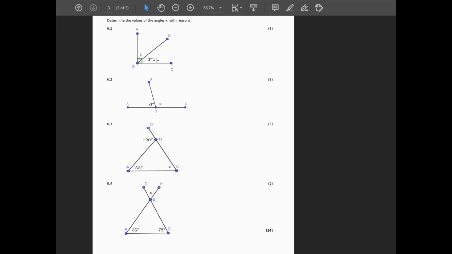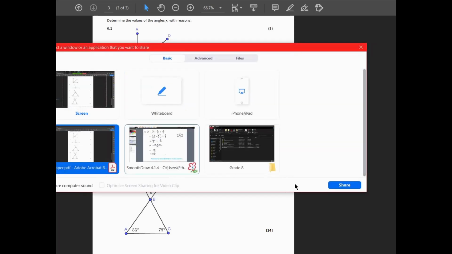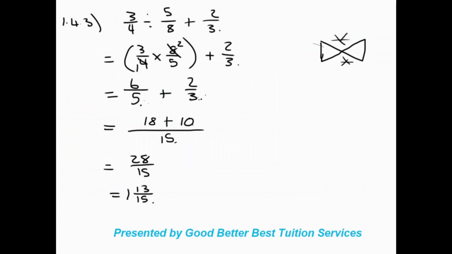Therefore, they've given us one angle here, which is 37 degrees, and they've asked us to find angle x. Because we know that a right angle is equal to 90 degrees, we can simply go ahead and do this. So we can say here, by 6.1, x plus 37 degrees is equal to 90 degrees. That's because x and 37 are in this right angle, which add up to 90 degrees, right? So that's our statement. We need to give a reason as well, and the reason is complementary angles, okay?